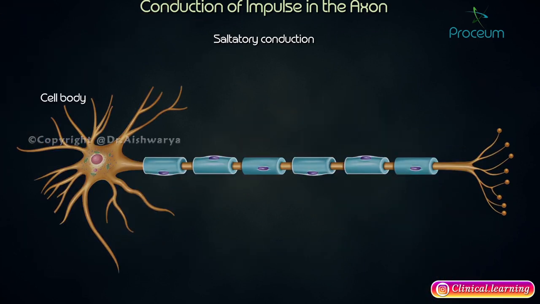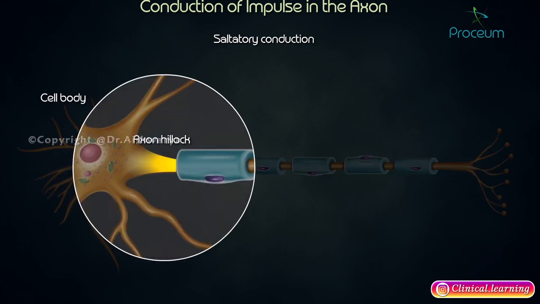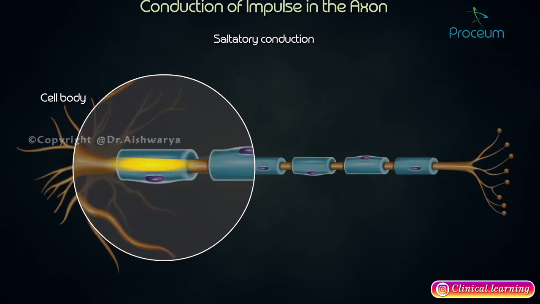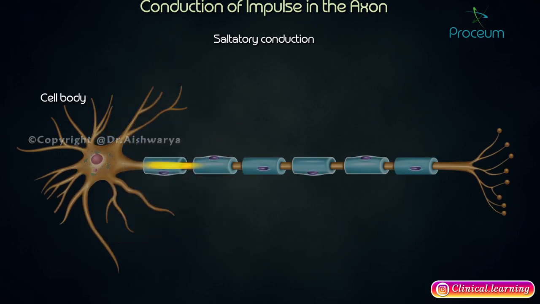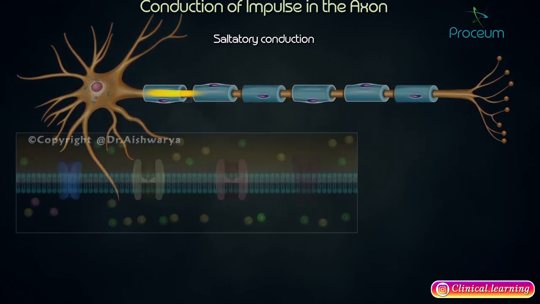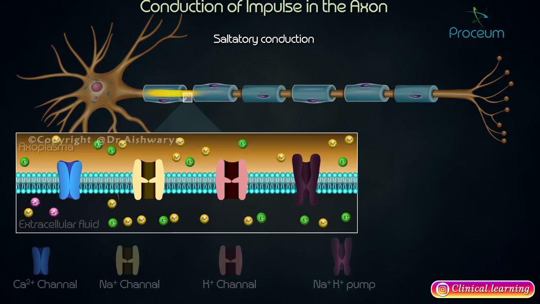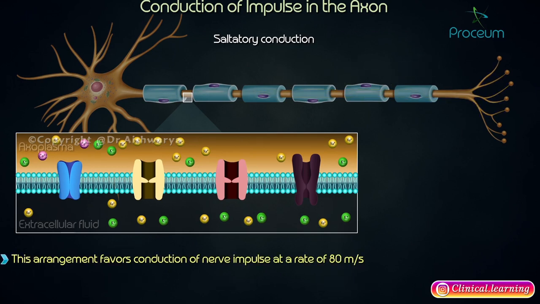And the impulse reaching the cell body stimulates the axon hillock area, which is said to be the neck of the axon, and it passes passively through the myelinated area of the axon. After reaching the nodes of Ranvier, the signals get amplified by triggering the voltage gated channels and are passed on to the next node, which further amplifies the impulse and carries it forward. So because of this arrangement, the conduction of the nerve impulse is approximately at a rate of 80 meters per second.